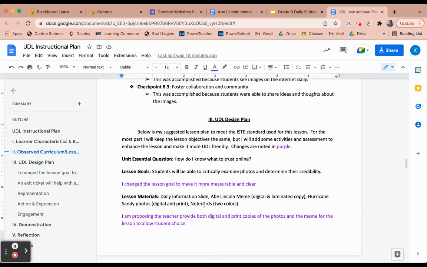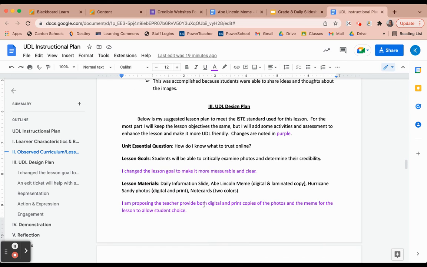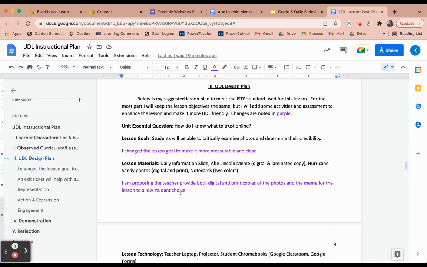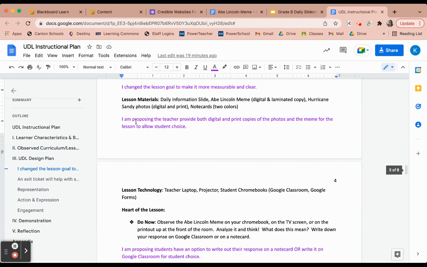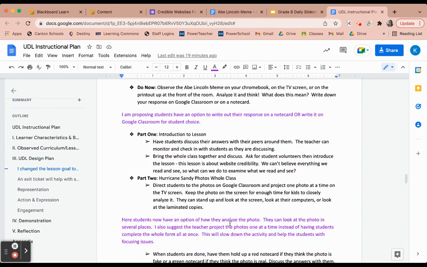One thing I really noticed about the original lesson is there really wasn't any kind of assessment piece. There was really no observation of what the students learned. There was no demonstration of what they learned. So that was a major piece of the lesson that I changed. So everything new and any suggestion, any proposal is written in purple on the new lesson.